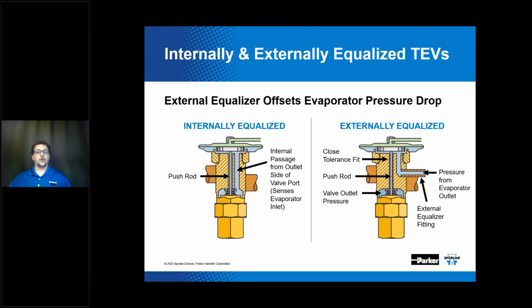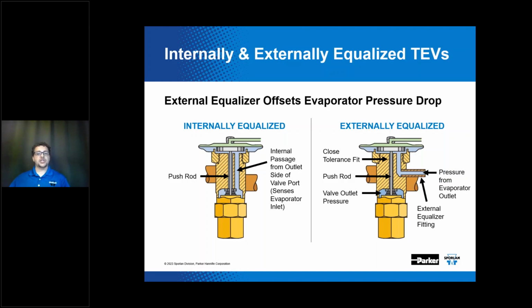If you have an externally equalized TEV, it has a third connection, which is typically a 1/4 inch or a 1/8 inch. It's a smaller connection, and it would be connected to the suction line downstream of the sensing bulb. So you're taking the pressure from the outlet of the evaporator, you're letting it through that third connection on the TEV, and that's where it's sampling that pressure to the underside of the diaphragm.